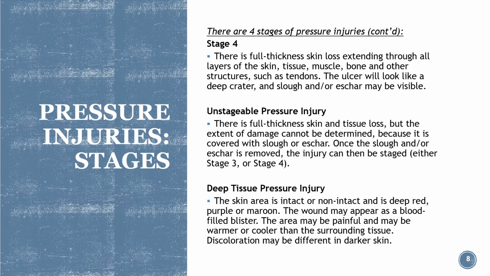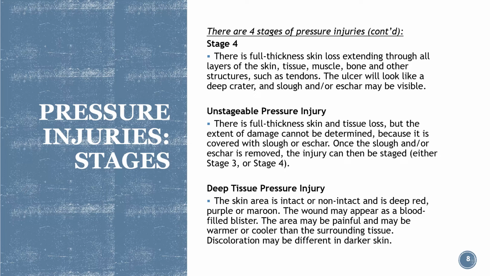Pressure injuries. Stages. There are 4 stages of pressure injuries. Continued. Stage 4. There is full-thickness skin loss extending through all layers of the skin, tissue, muscle, bone and other structures, such as tendons. The ulcer will look like a deep crater, and slough or eschar may be visible.